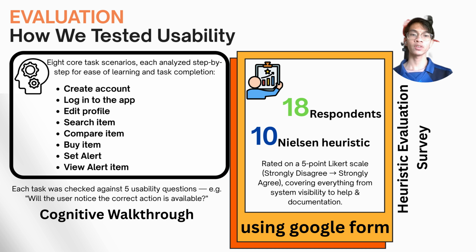For the next test, which is the heuristic evaluation survey, overall we have 18 respondents using Google Form, based on the 10 heuristic principles. We have a 5-point rating from strongly disagree to strongly agree, covering everything from system visibility to help and documentation.